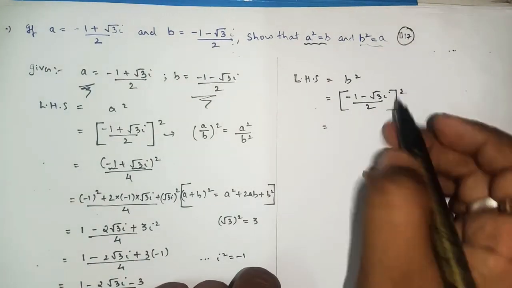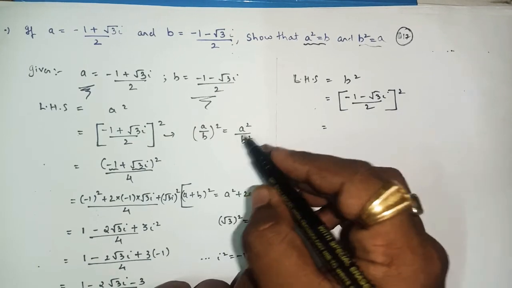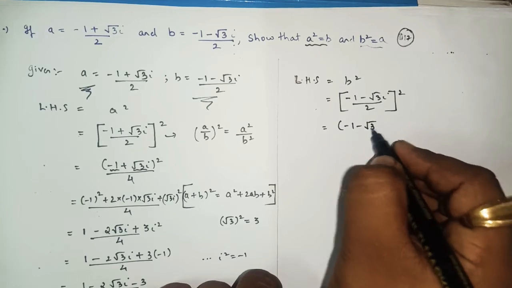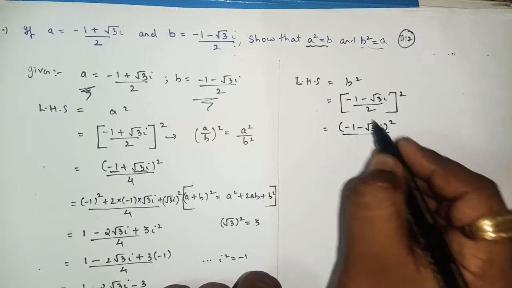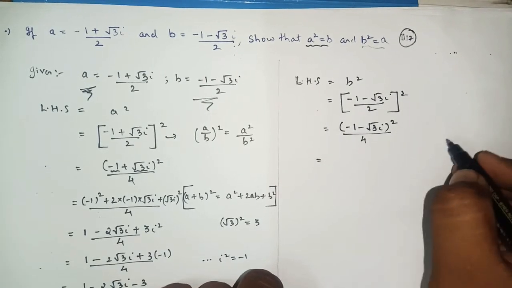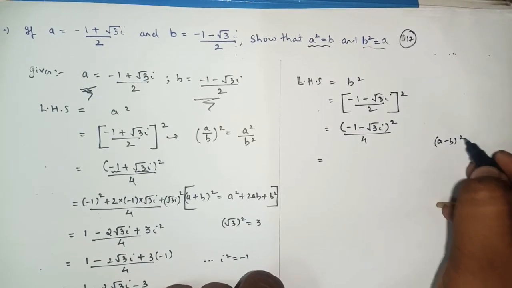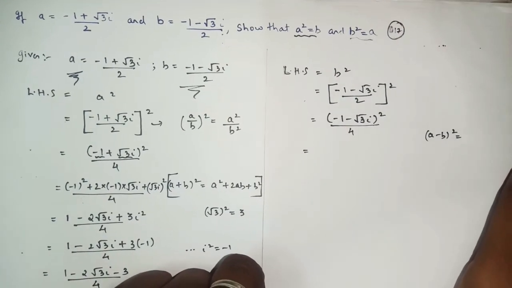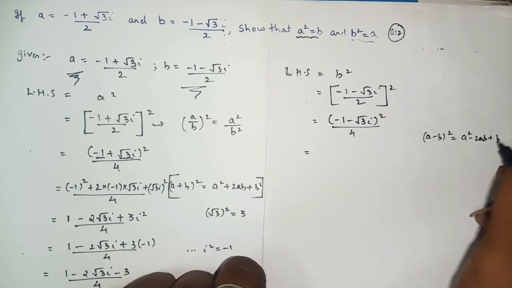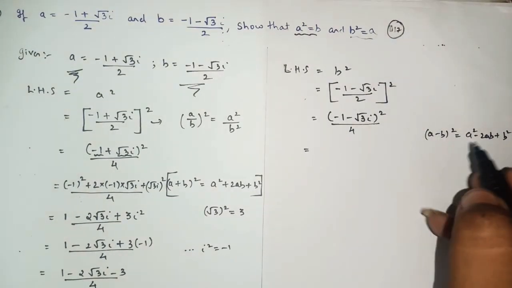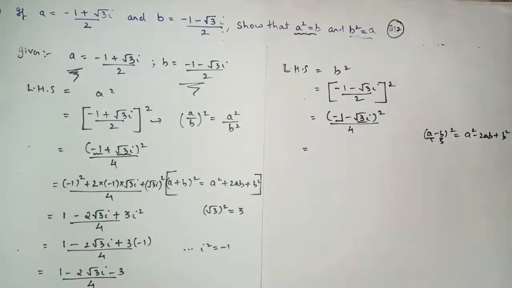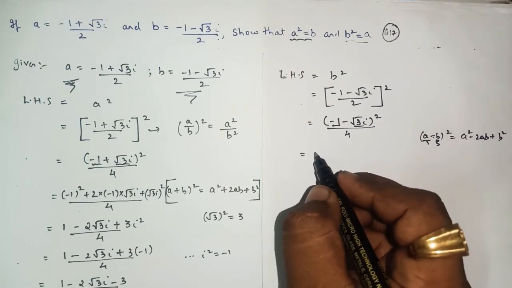Again same, a upon b the whole square we can write as a square upon b square. So this we can write as minus 1 minus root 3i the whole square upon 2 square, which we can write as 4, and this part looks like a minus b the whole square, yes or no, which we can write as a square minus 2ab plus b square. So here we'll consider a as minus 1 and b as root 3i, and the connection is what? Minus.